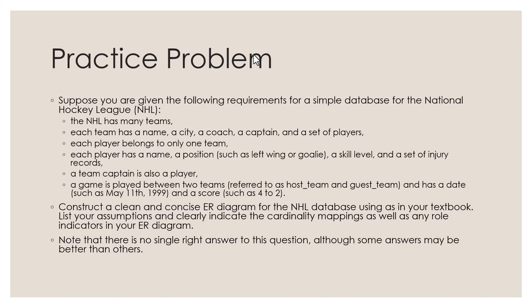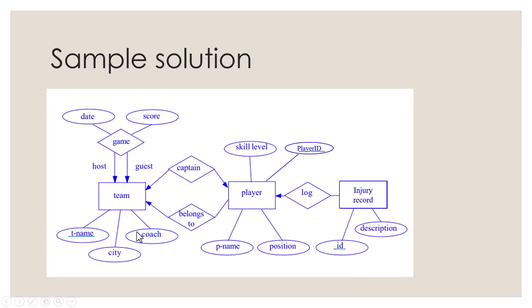Okay, let's go over it. Yours may not look the same as this one, and that's fine. There are multiple right answers. So we have team as an entity set, player, and injury record. A lot of you might have had injury record as an attribute. And then we have game as a relationship. We have captain and belongs to.